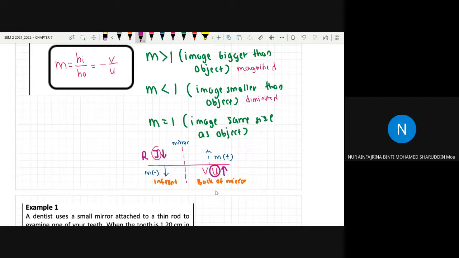Okay, once you guys are done, you may proceed to example 1 and example 2. Kalau korang dah done dengan magnification punya example, dengan magnification punya nota, tekan nombor 1 di chat box.